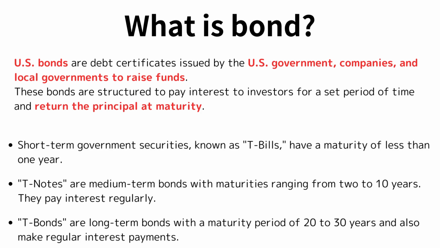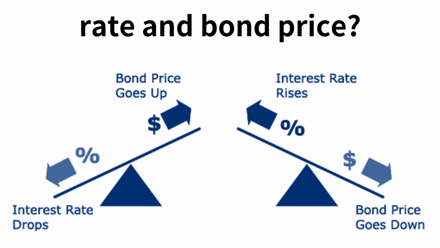The biggest attraction of U.S. bonds lies in their stability. In particular, U.S. government bonds are considered one of the safest investments in the world. However, yields can be relatively low as they are stable, and bond prices can be affected by fluctuations in interest rates in the market. There is something you need to know about interest rates and bond prices.